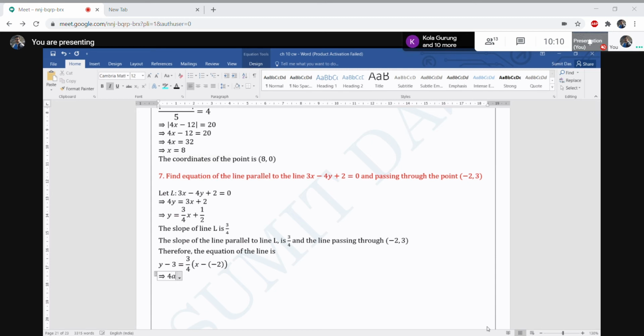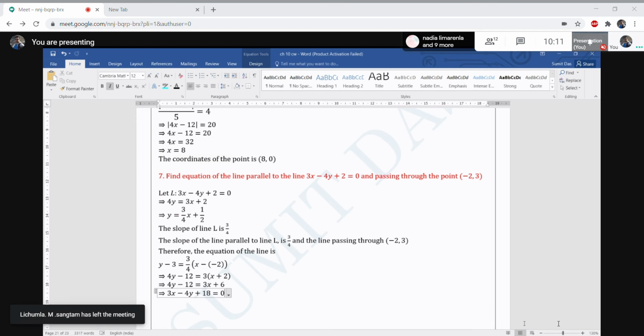4y minus 12. Okay, I'm just multiplying this one, and here it will be 3 into x plus 2. Then 4y minus 12 equals 3x plus 6. Then I can take all the things to the right hand side, so it will be 3x minus 4y plus 18 equals 0. Okay, that's our equation of the line.